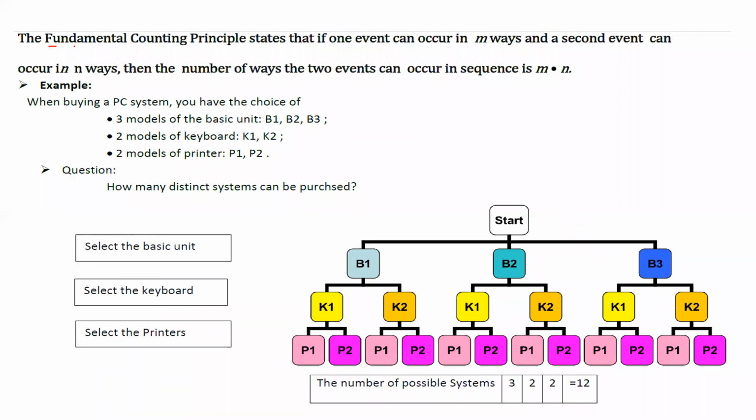So the fundamental counting principle states, if one event can occur in m ways, and the second event can occur in n ways, then the number of ways the two events can occur in sequence is m times n.